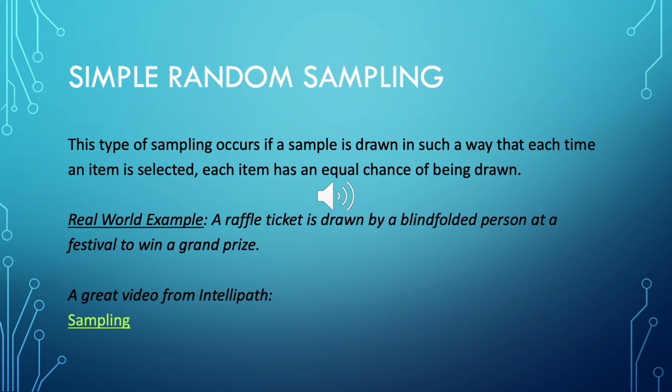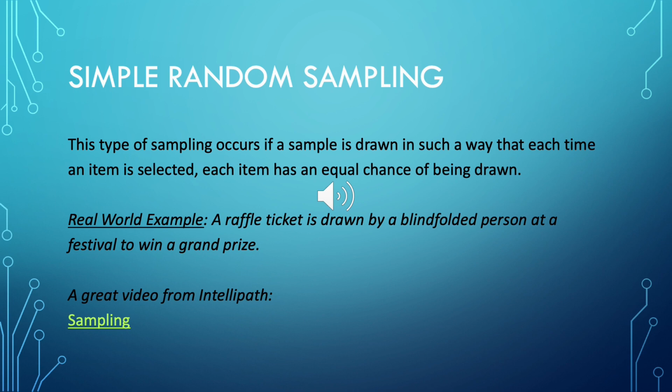Simple random sampling. This type of sampling occurs if a sample is drawn in such a way that each time an item is selected, each item has an equal chance of being drawn. So a real-world example of simple random sampling would be a raffle ticket drawn by a blindfolded person at a festival to win a grand prize.